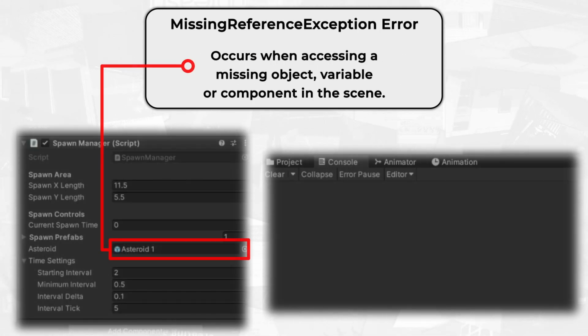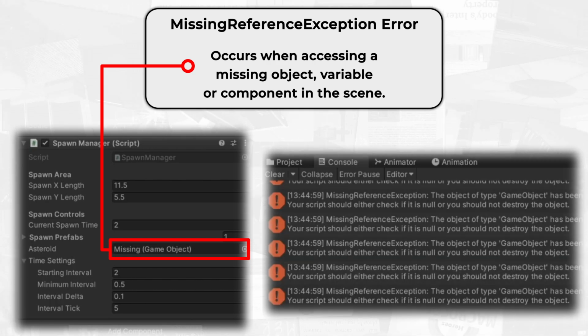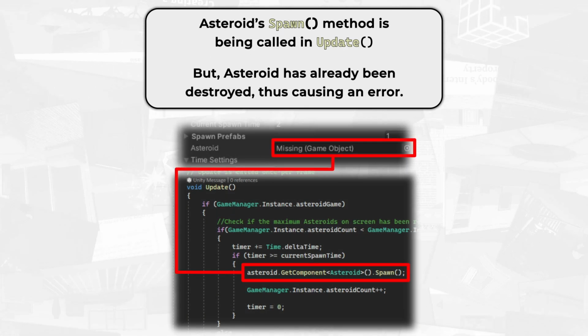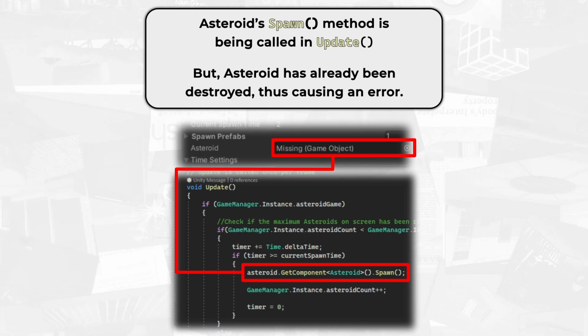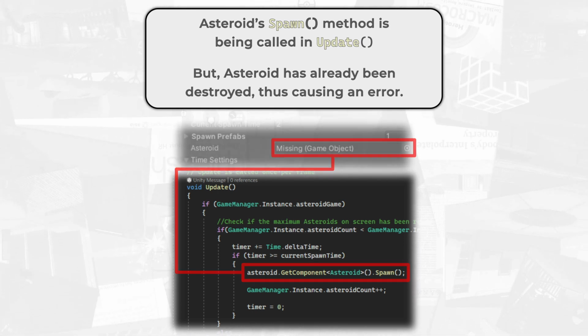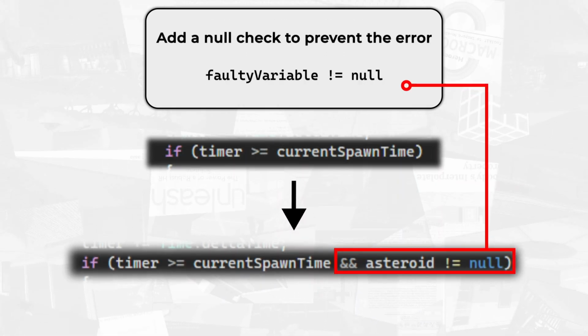A missing reference exception error can also occur if you try to use a variable from an object that's not in the scene, such as in this case where the code is trying to access a method of this game object that has been destroyed, which we can avoid by adding a null check.